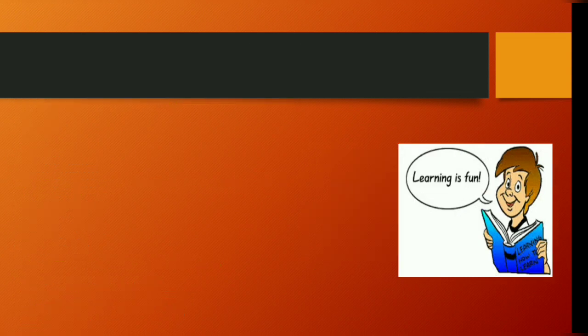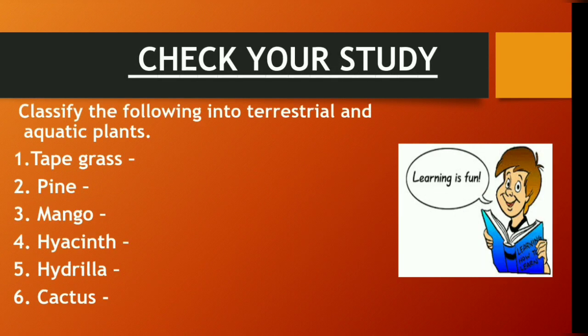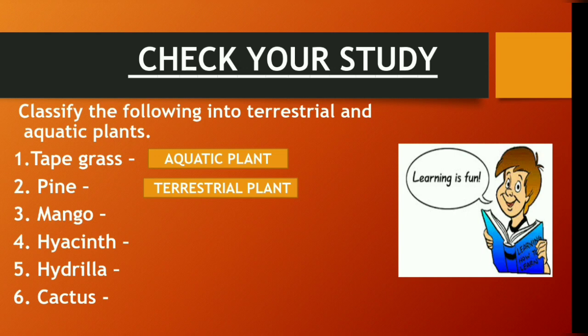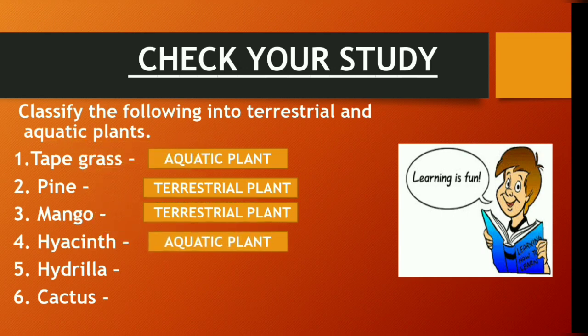Moving on to our next question. Classify the following into terrestrial and aquatic plants. You have to classify the plant whether it is terrestrial or aquatic. So first is tape grass. Tape grass is a submerged aquatic plant. So it is an aquatic plant. Pine tree grows on land. So that's why it is a terrestrial plant. Mango tree again grows on land, so it is a terrestrial plant. Water hyacinth, that is an aquatic plant. Hydrilla is again an aquatic plant. And the last is cactus. Cactus again grows on land, so it is a terrestrial plant.